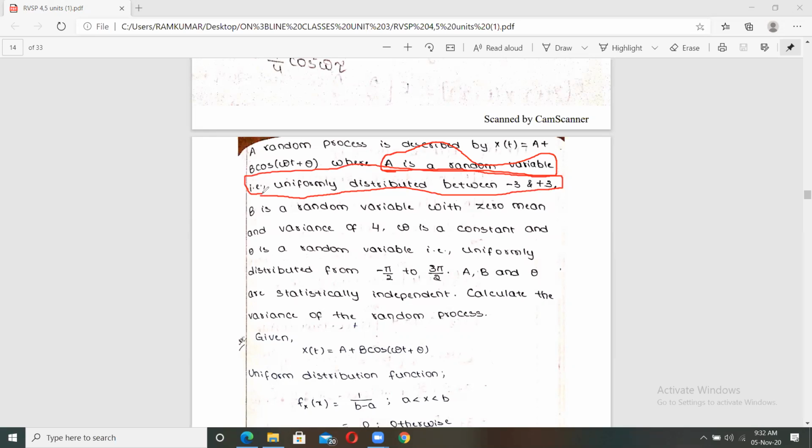Okay. He has given A is a random variable which is uniformly distributed between -3 and 3. And also theta is a random variable.